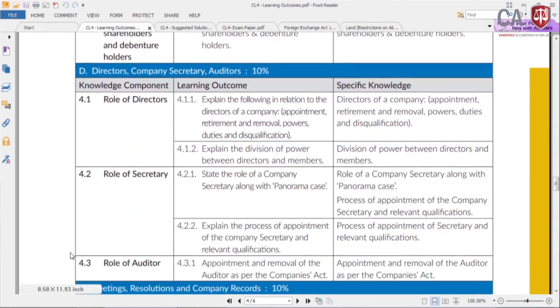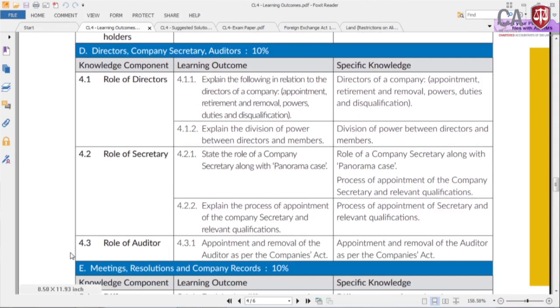Now, if you look at the directors, company secretary, auditors, role of directors, you should be able to explain the following in relation to the directors of a company: their appointment, retirement and removal, powers, duties, disqualification. Having specific knowledge on the directors of a company: appointment, retirement, removal, powers, duties and disqualification.